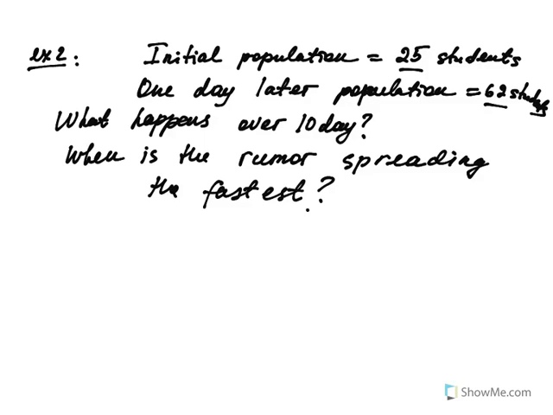All right, so here's example 2. So we're going to talk about rumors. So here's the high school and your initial population. So you start with not the population of the high school. We're talking about the rumors. So when time is 0, we have 25 students. 25 students spread a rumor on day 0. Okay. So one day later, 62 students know the rumor.